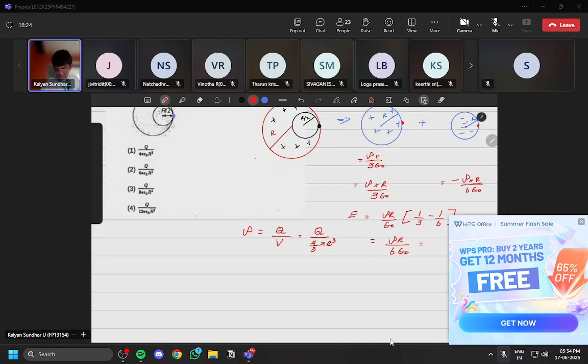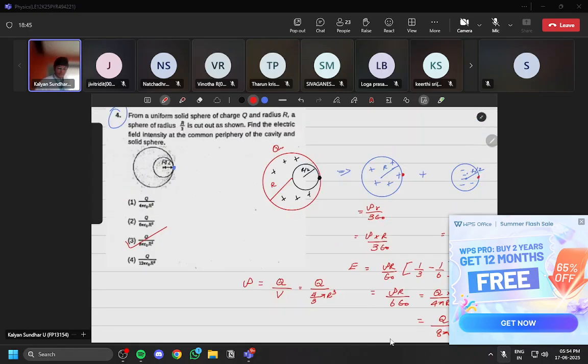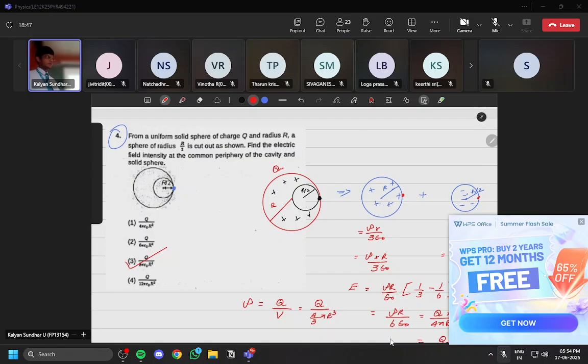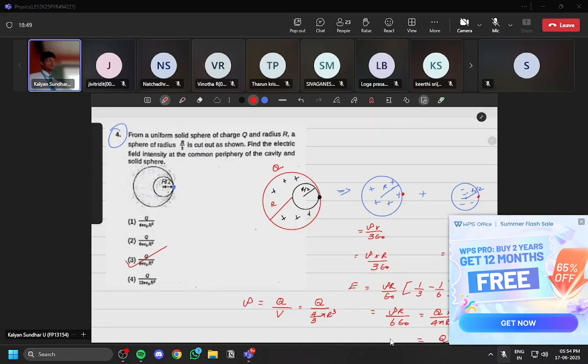Substitute here. So q divided by 4 pi r cube into 3, into r by 6. This will be 2. Here r cancels. So q divided by 4 twos are 8 pi epsilon naught r square. Option third one. Here also many of them made mistakes. The same concept will be in your Step 2 book also.